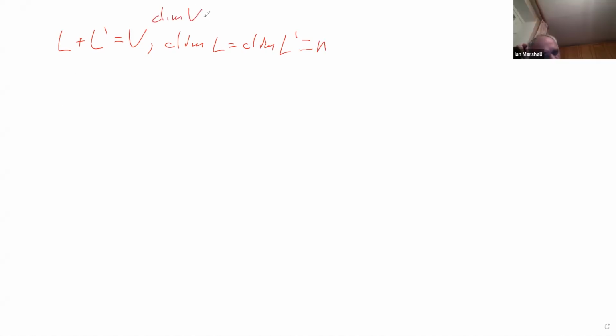But I'm sorry, wait a minute. You're doing a different problem then. You're doing the case when the intersection is 0, right? Now the intersection is not 0, okay.